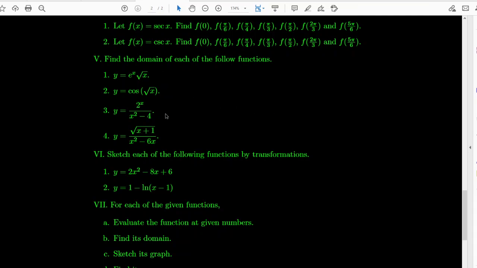For all these functions, I'm not looking for the graph. I'm not asking you to evaluate the function. I'm only looking for the domain of the function. We'll go over all the functions in part 5.